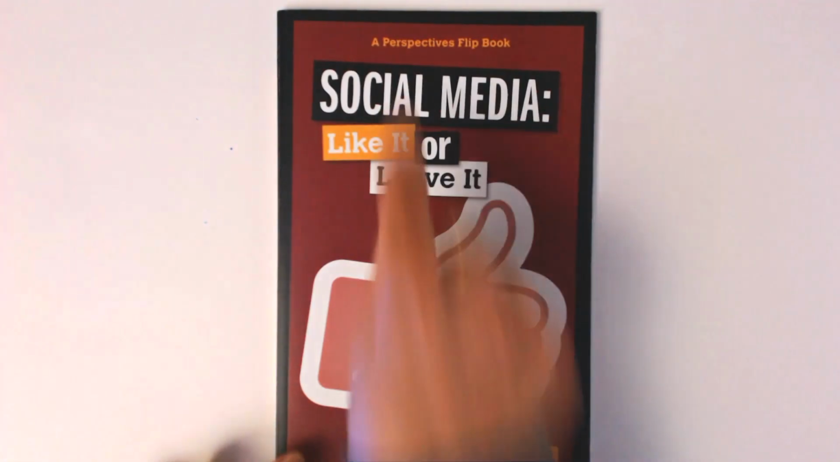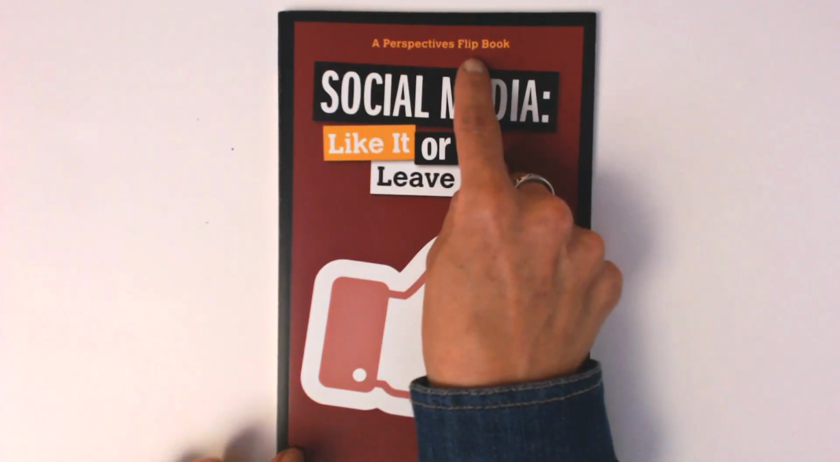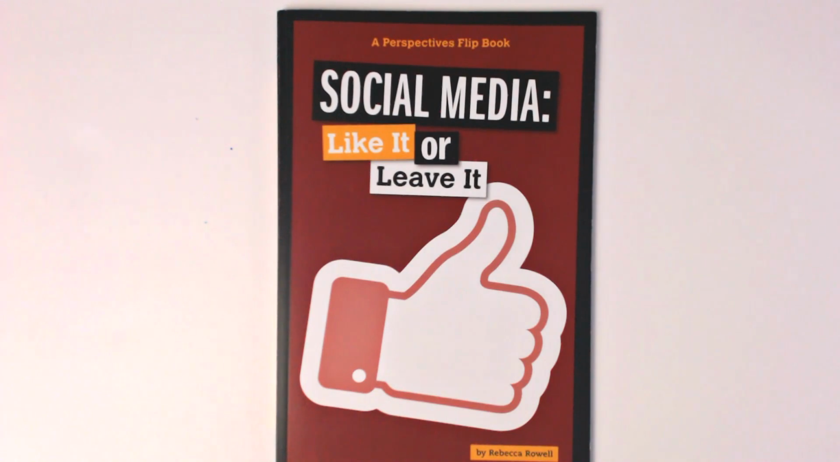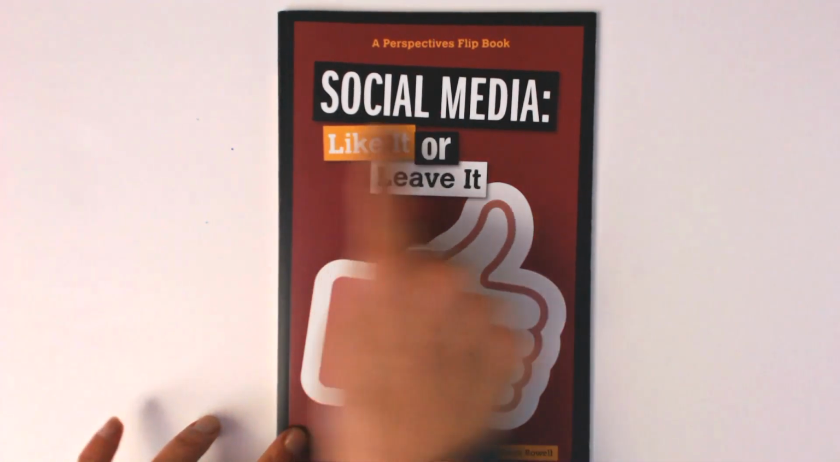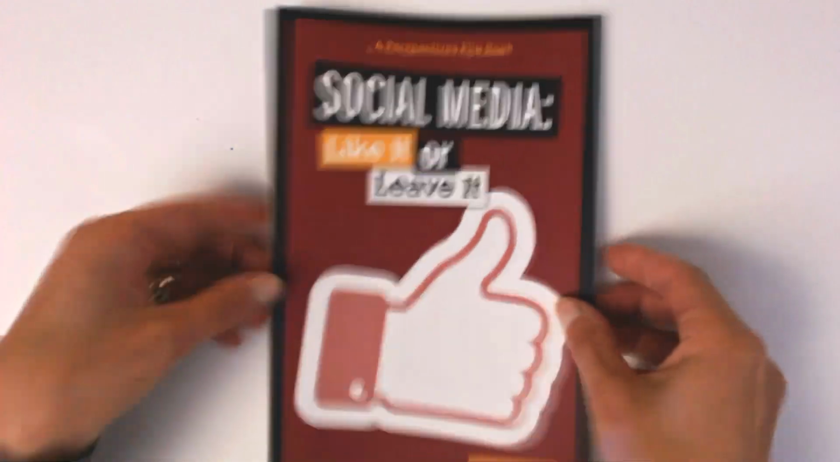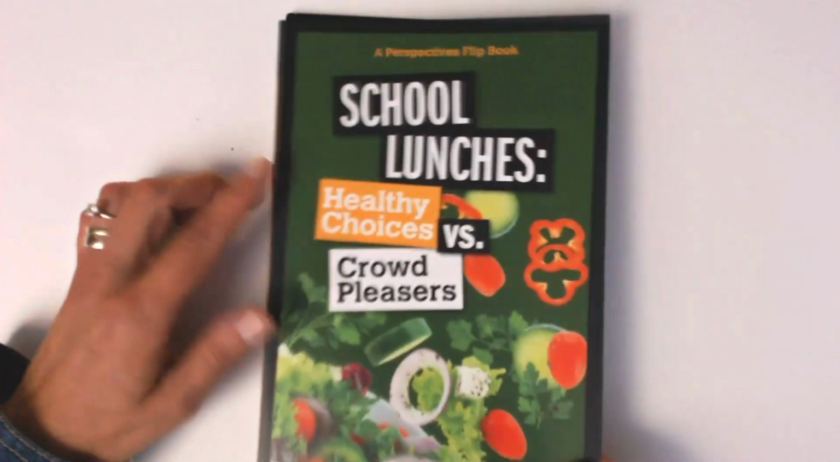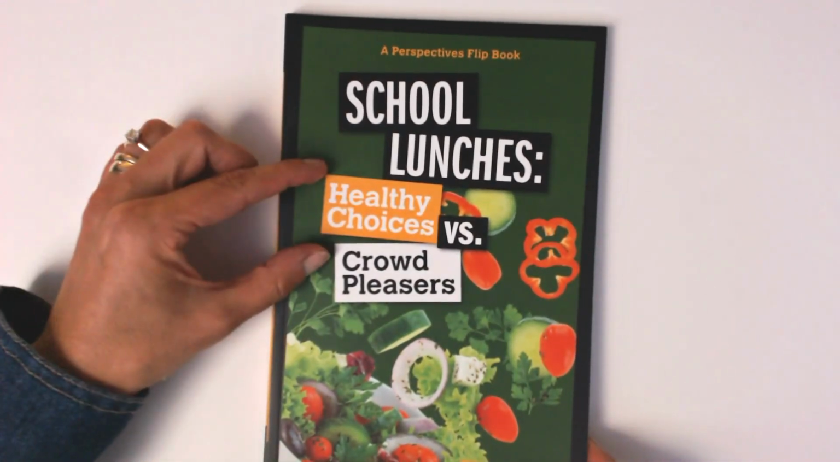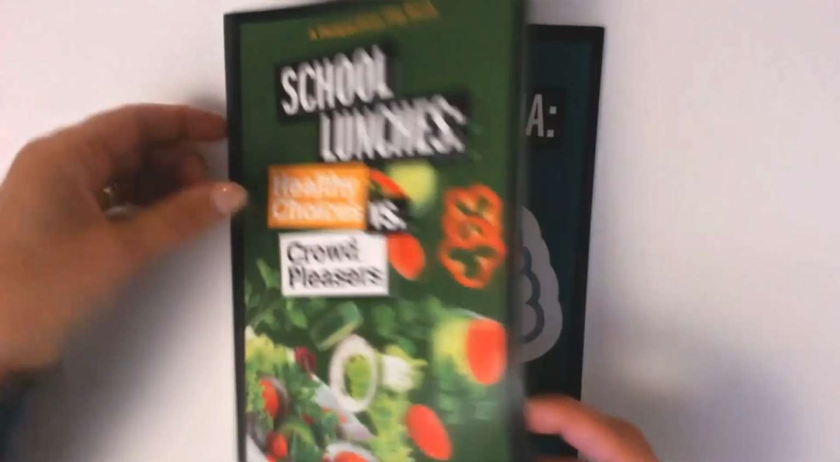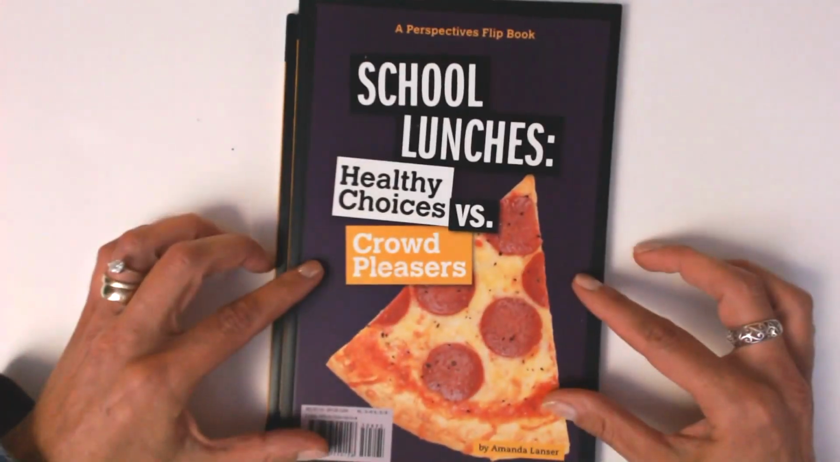This is why when studying a topic or concept, we encourage teachers to bring in multiple texts on different perspectives so students can really practice this. For example, this series, Perspective Flip Books, includes two different perspectives on the same issue. Is social media a good thing or not? Or regarding the issue of healthy school lunches, are they positive or negative?